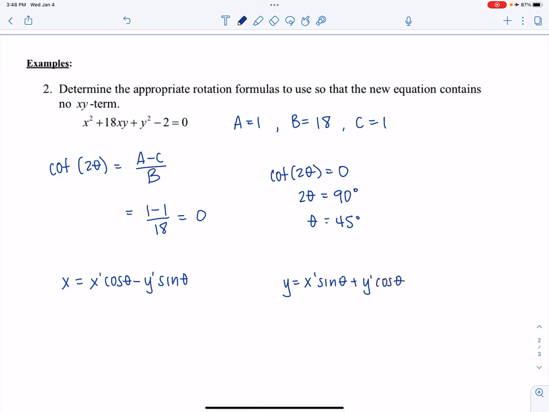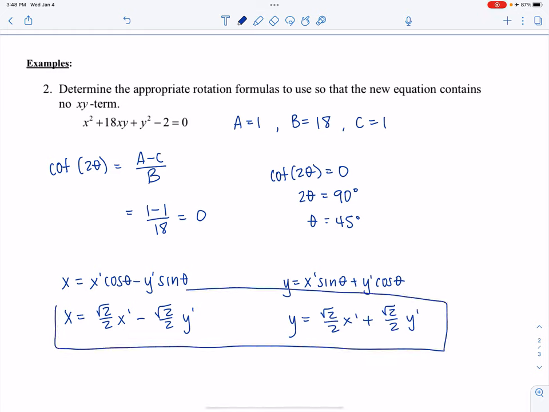Our sine of theta and our cosine of theta are going to be the same because our theta is 45 degrees. At 45 degrees, what are sine and cosine? Well, our sine and cosine are both root 2 over 2. So x is root 2 over 2 x prime minus root 2 over 2 y prime. And then y is going to be root 2 over 2 x prime plus root 2 over 2 y prime. And those are the rotation formulas.